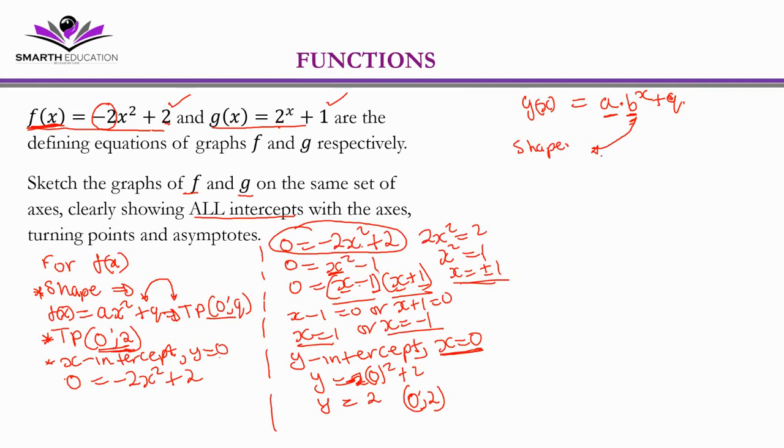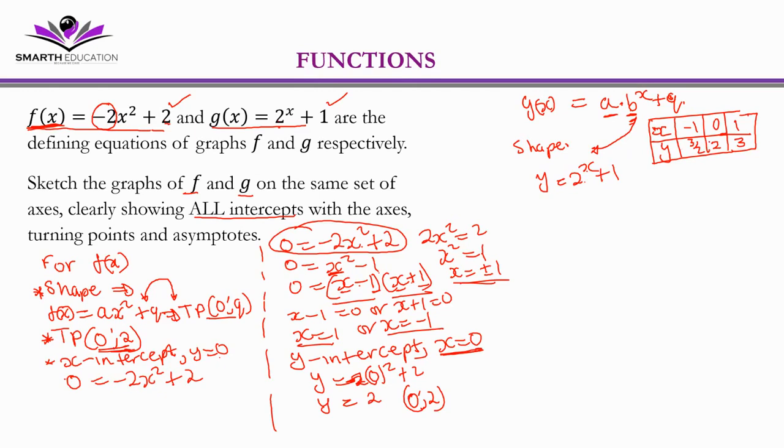Sometimes, let's say you forget about the effect of a on the shape, you can just do a small table. Remember, you can sketch using the table of values, x and then y. Maybe three values, -1, 0, and 1. And then you substitute into your equation, y is equal to 2 to the power x plus 1. If x is -1, put that in the calculator, you get 3/2. Then if x is 0, you get 2, that is your y-intercept. And then if x is 1, you get 3. And then you can use these points to sketch your graph.